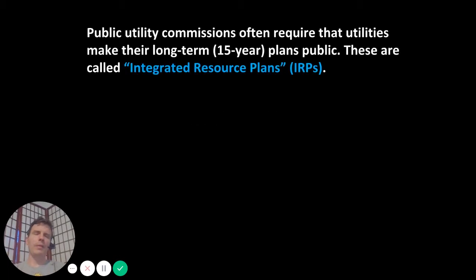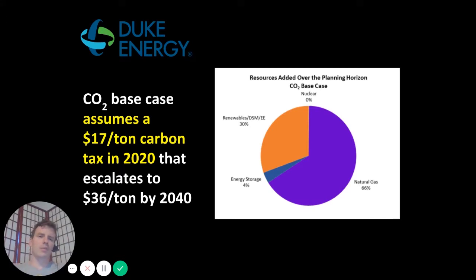Public utility commissions often require that utilities make their long-term 15-year plans public, about what new capacity they are projected to need and what their possible choices are of what types of plants they're thinking about building. These plans, which you can look at online, are called integrated resource plans. Here's a figure from Duke Energy's most recent integrated resource plan. This talks about the different types of generation that Duke thinks they're going to build in the future.